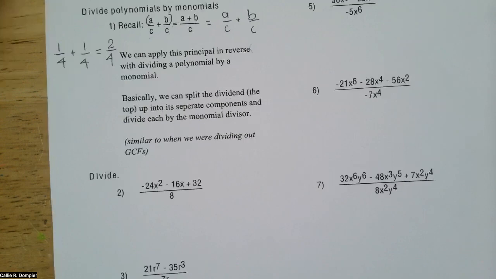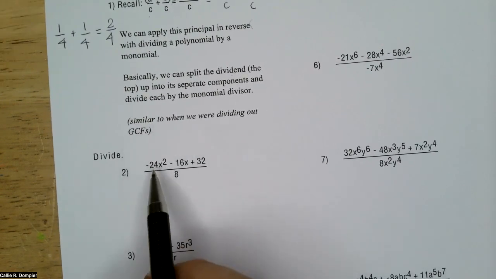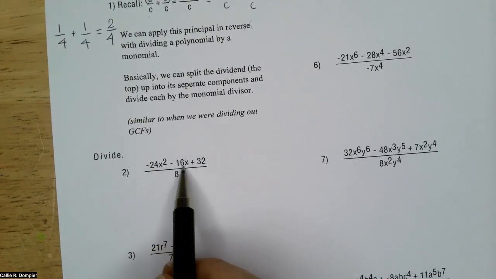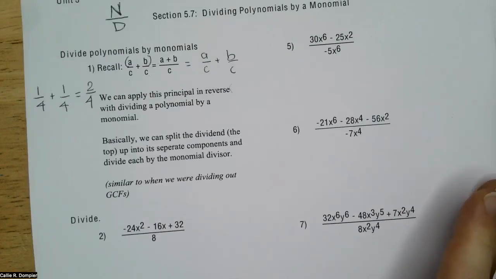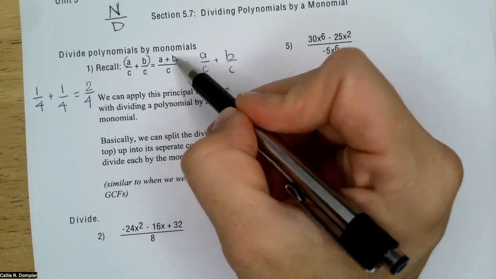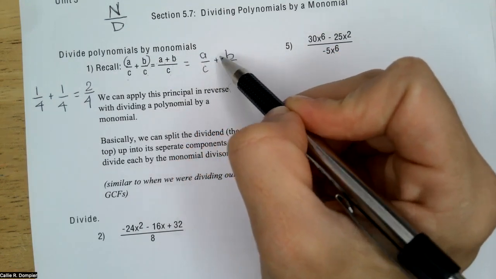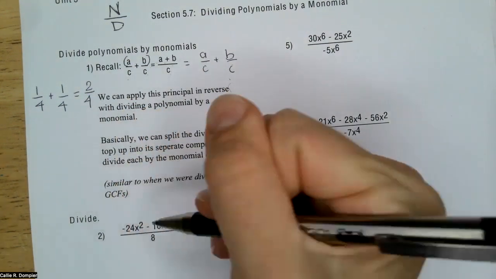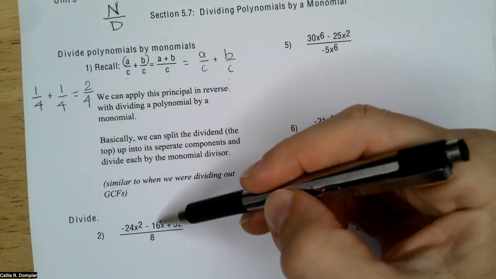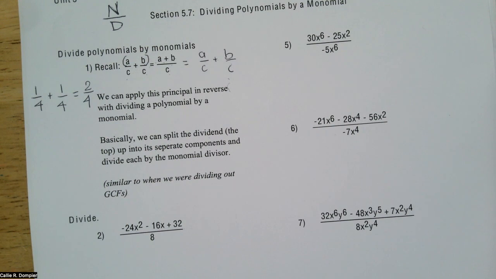Okay, so our first example is negative 24x squared minus 16x plus 32, all divided by 8. We're going to change it from A plus B divided by C to A divided by C plus B divided by C, and then we're going to simplify each of the three parts, because we'll have three parts then: 1, 2, 3.